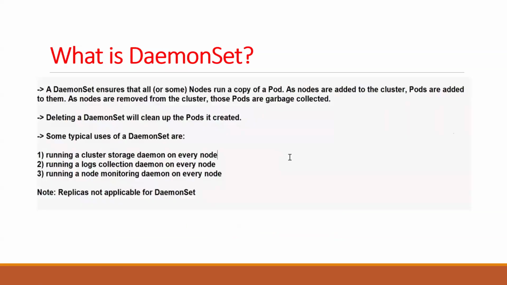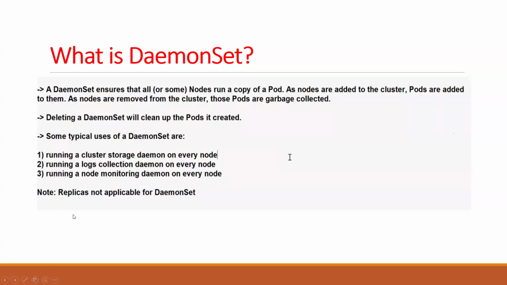So what is a daemon set? A daemon set ensures that all nodes run a copy of a pod. When nodes are added to the cluster, pods are added to them. When nodes are removed from the cluster, the pods are garbage collected. Deleting a daemon set will clean up the pods it created. Some typical use cases of a daemon set are running a cluster storage daemon on every node, running a logs collection daemon on every node, and running a node monitoring daemon on every node. Replicas are not applicable for a daemon set.